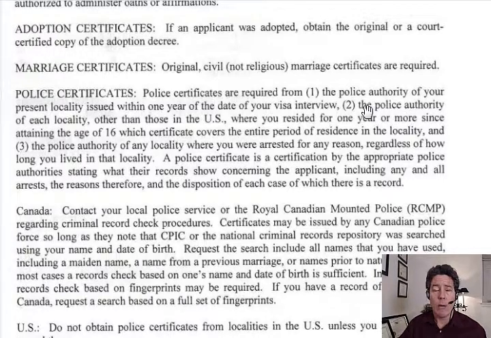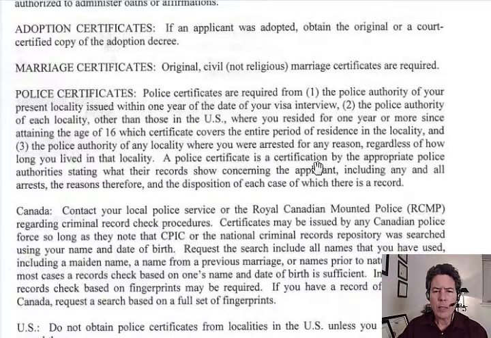So this is why I want you to get this heads up at the very beginning, to know if you've moved around and you need a lot of police certificates. Look, they're good for a year. Get going. Start to find those police certificates. The police authority of any locality where you were arrested for any reason, regardless of how long you lived in that locality. So again, if you were arrested, then you need to get the police certificate from that as well.